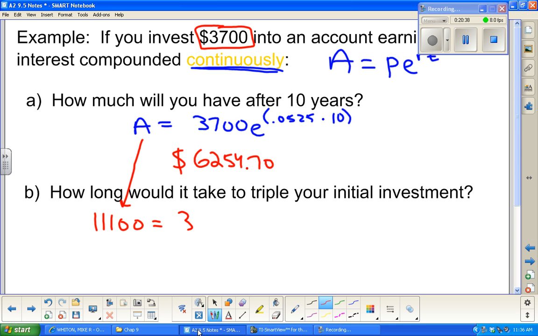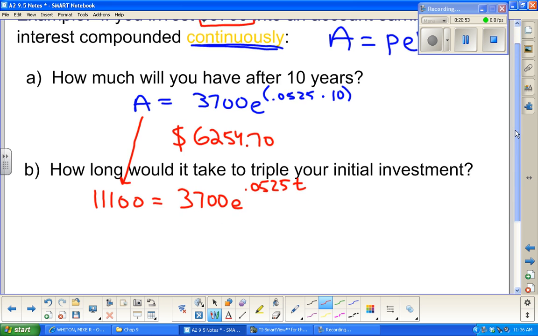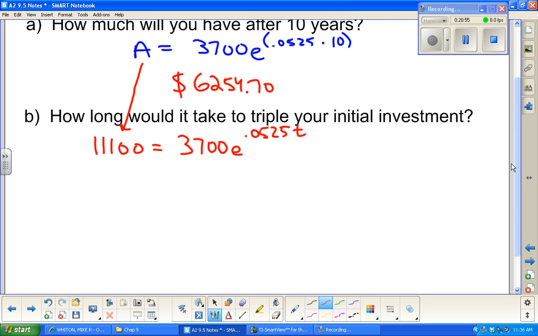The rest of this will be the same principal, same base, same rate. It's just that we don't know how many years. So how long is it going to take? There's our variable t. So this is another problem where the variable is part of the exponent. It's going to use logs eventually, but we first want to get the exponent by itself. So I'm going to divide by the 3,700 first.